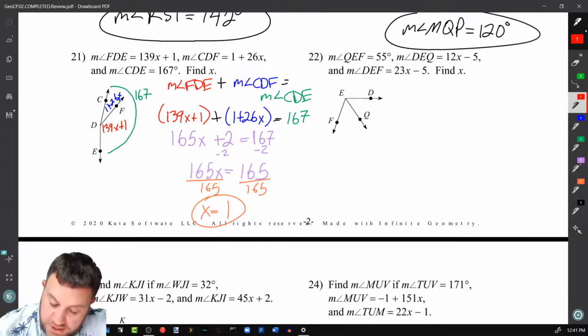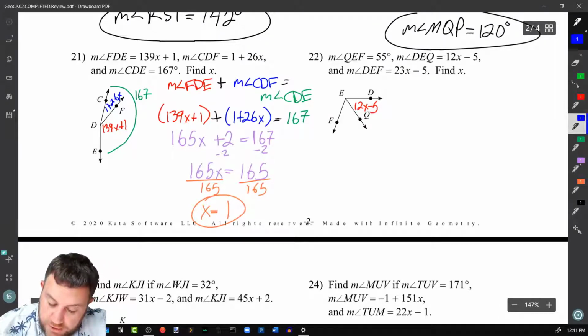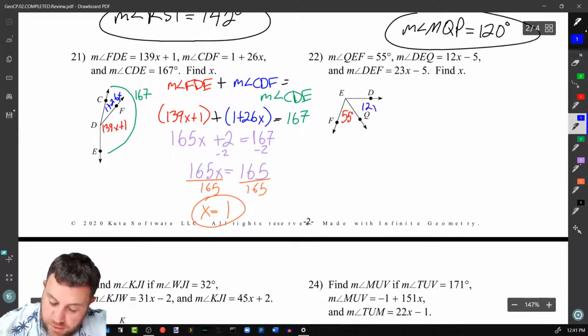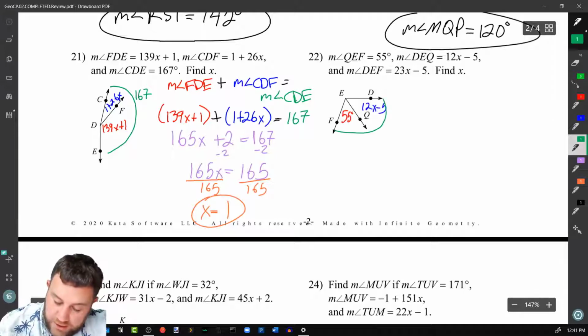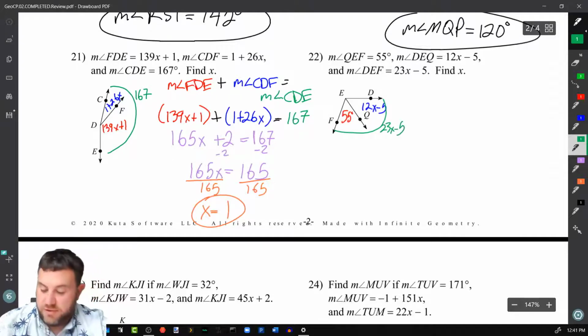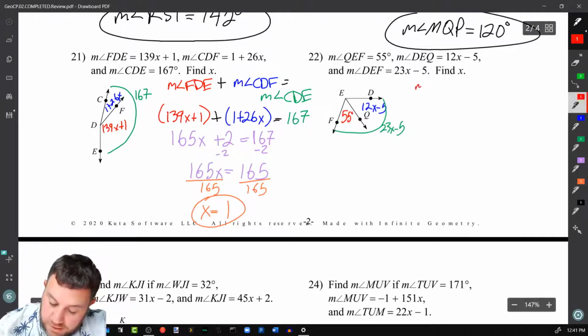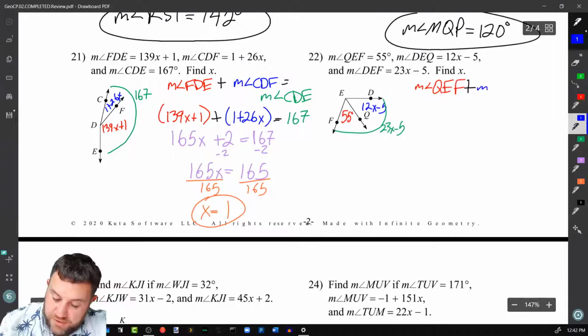Number 22. DEQ is 12x minus 5. QEF is 55. I put these in out of order. I'm going to rewrite them just so my colors match up and I'm consistent. And then the whole thing is 23x minus 5. Our setup's the same way. Small angle plus small angle equals the whole thing. So the measure of angle QEF plus the measure of angle DEQ equals the measure of angle DEF.